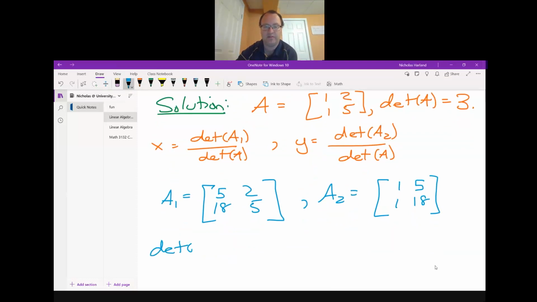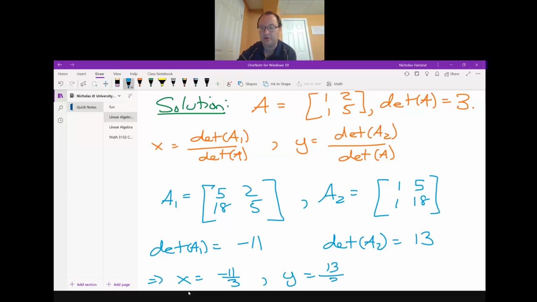So the determinant of A1 is equal to 25 minus 36, so negative 11. The determinant of A2 is 18 minus 5, which is 13, which tells us that x is equal to negative 11 over 3, and y is equal to 13 over 3.